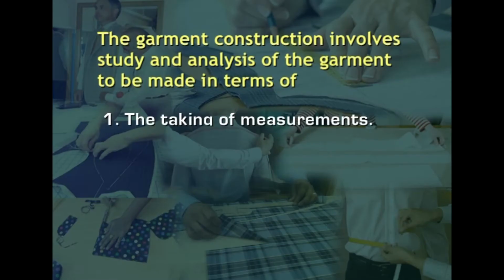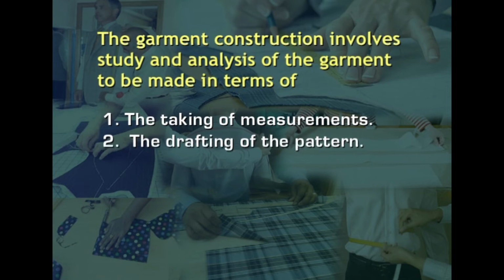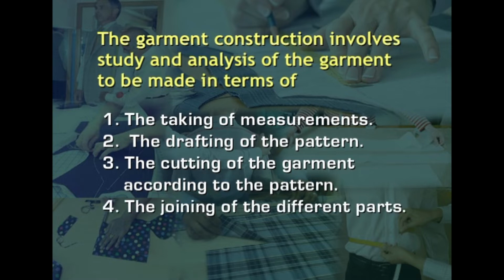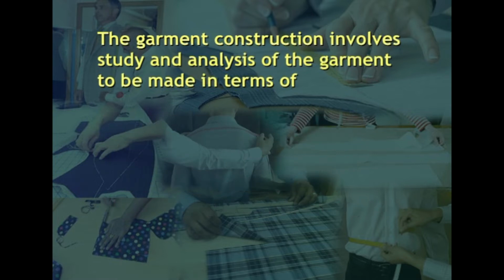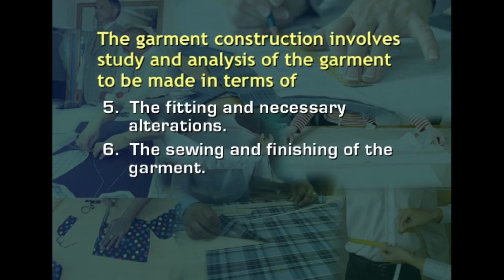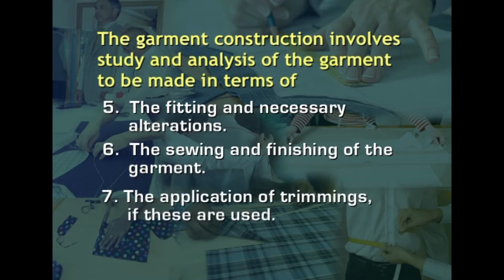The garment construction involves study and analysis of the garment to be made in terms of taking of measurements, drafting of the pattern, the cutting of the garment according to the pattern, the joining of different parts, the fitting and necessary alterations, the sewing and finishing of the garment, the application of trimmings if these are used, and the pressing methods.